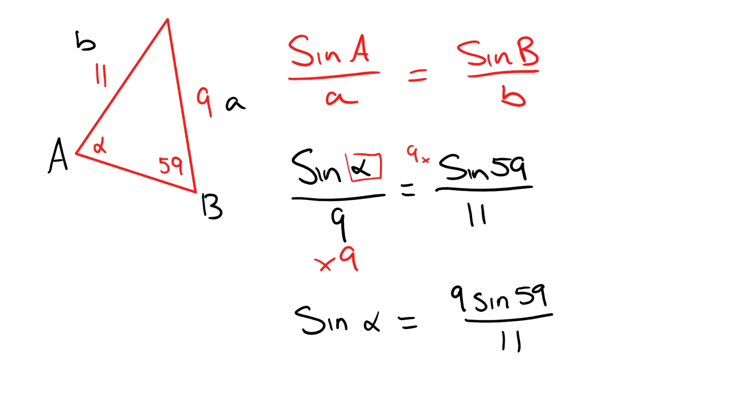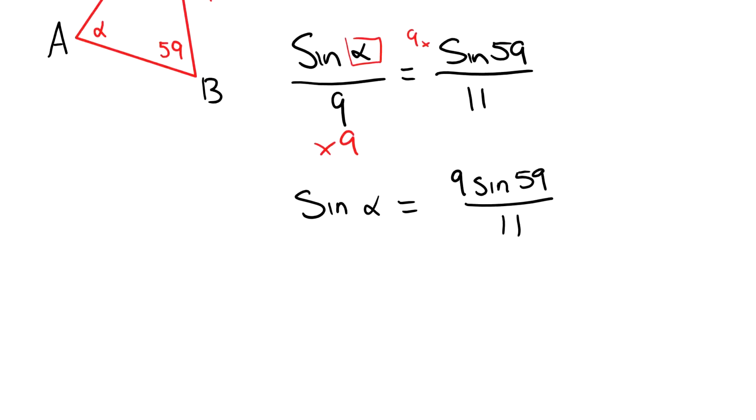We do not go 9 times 59 first. That's not what we're doing. Sine 59 is its own little thing. Imagine it's in like a little box. It is one thing. So we're not going to go 9 times 59 and have sine whatever. It is that.